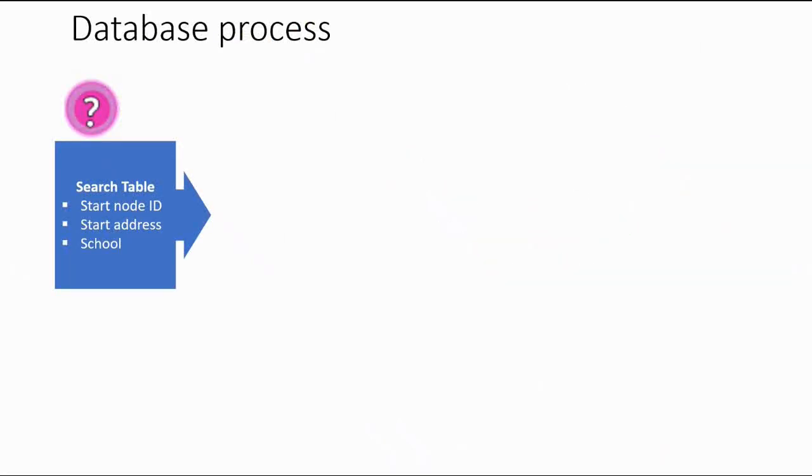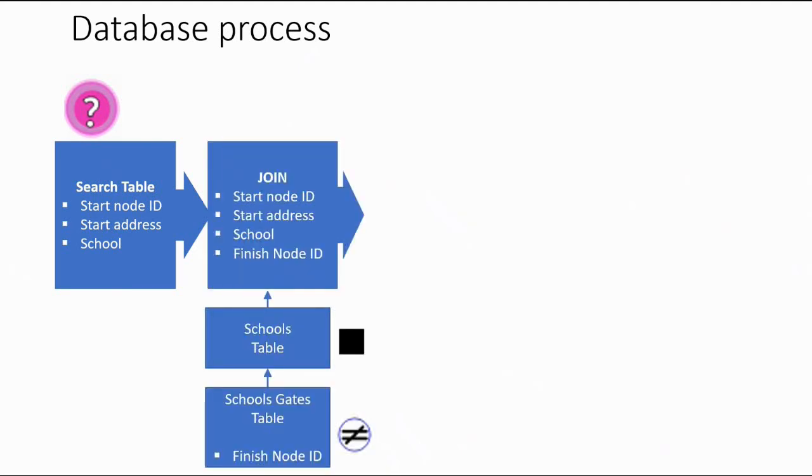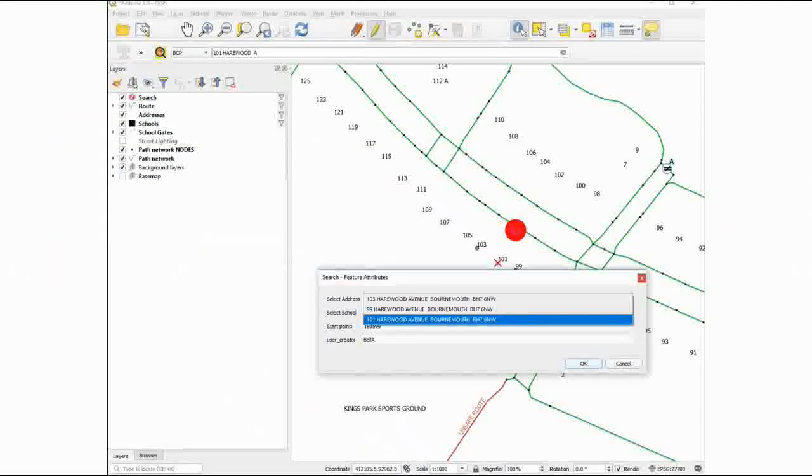So to look at this conceptually, this is our search table. At this point, we take that start node ID. We also need to populate other information, including the start address and the school. By taking that information, we're able to join it to the schools table and then the school gates table, and we're able to extract the finish node ID from the school gates table, if that makes sense. So let's have a look.